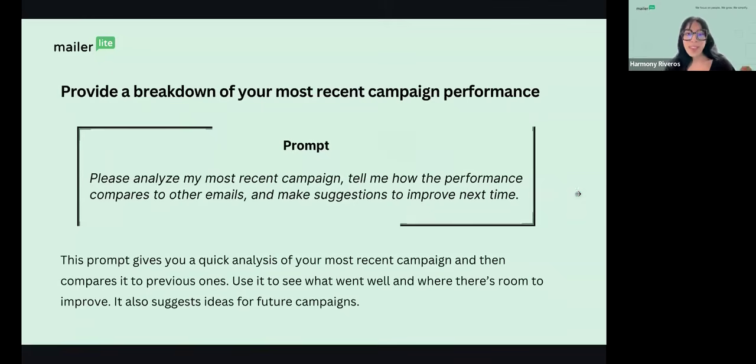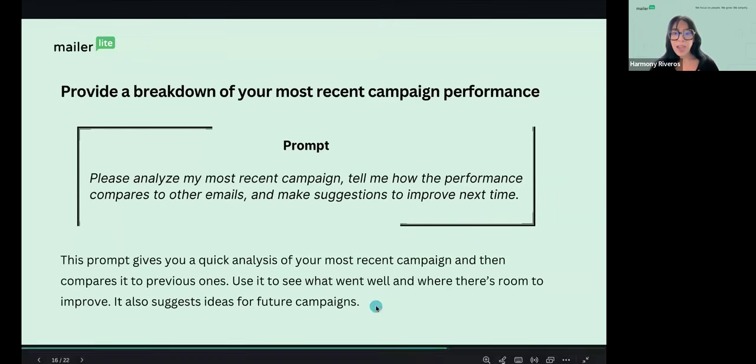Let's talk about prompting. This is another example. You can have your AI assistant provide a breakdown of your most recent campaign performances. This is a big one. We'll also demo what this looks like. An example prompt, please analyze my most recent campaign. Tell me how the performance compares to other emails and make suggestions to improve it next time.